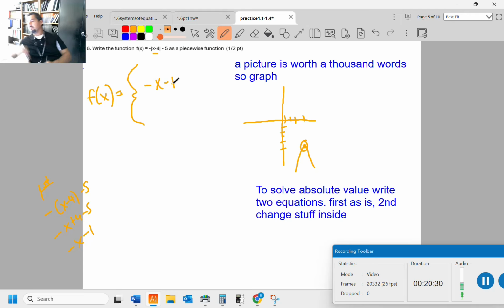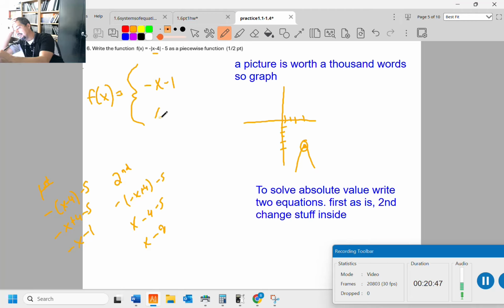Okay. On the second, we change the stuff inside. So we still have the negative symbol, but that becomes negative x plus 4 and then minus 5. Distribute the negative: x minus 4 minus 5, x minus 9. Now, this is always going to be the right-hand side. The one that you don't change, and I know we manipulated it, but we didn't actually change its value or anything, is the right side. The other one is the left side.